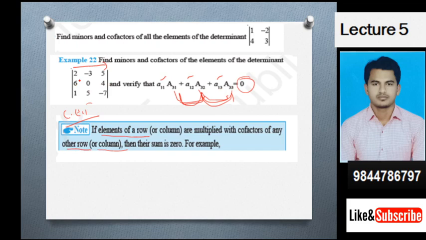Or else you can choose the first column with the cofactor of the second column, or third column, or fourth column. If you are multiplying the elements of the first column with the cofactors of the second or third column, the answer is 0. Or else we can take a row with the cofactors of the first row, second row, third row. The multiplication, the resultant will be 0. So be careful. Then their sum is 0.